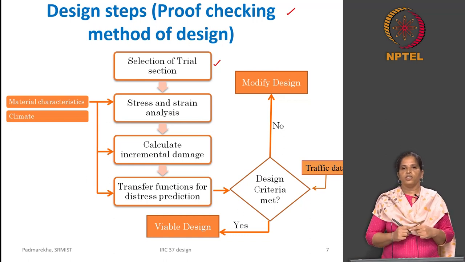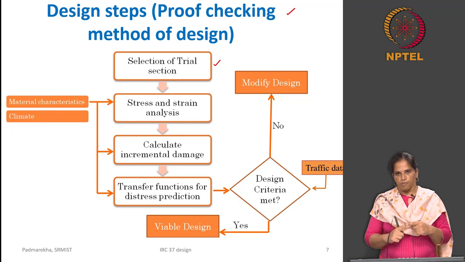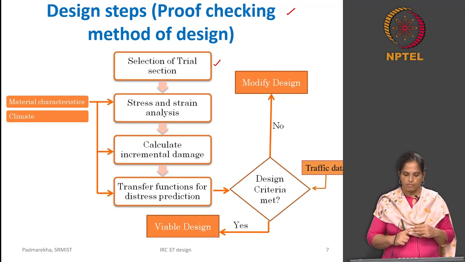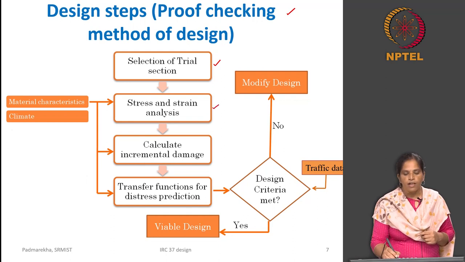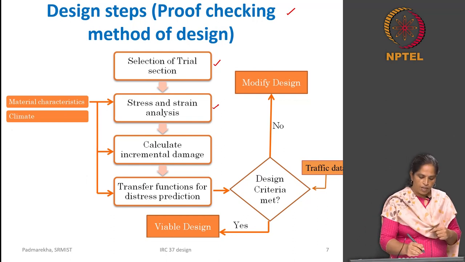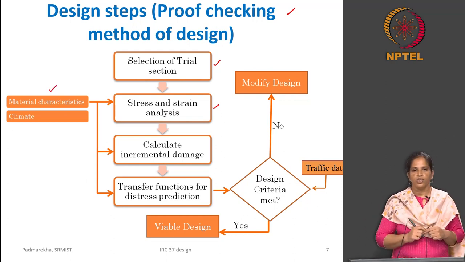So, in the assumption of a trial section, we need data such as the number of layers, the thickness of each layer, and the material property for each layer. Once we get the trial section, we compute stress and strain at critical locations, assuming each layer to be linearly elastic. For this purpose, we need material characteristic functions.